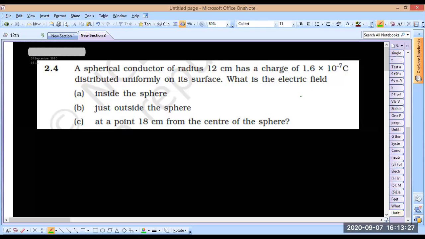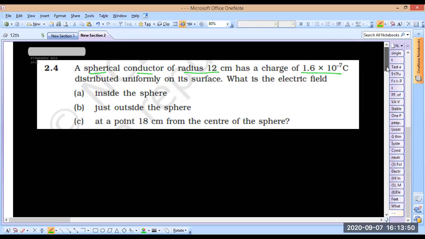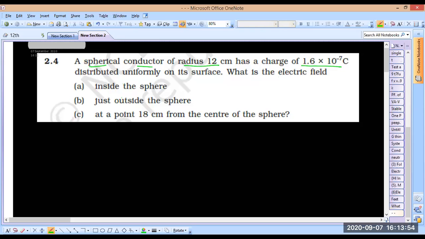That's it. Okay. So a spherical conductor, so it's a sphere of radius 12 centimeter, right? Has a charge of 1.6 into 10 raised to minus 7 coulomb, right? So draw a diagram. Come on, everyone. Draw a sphere. Radius is 12 centimeter. And the charge on that sphere is 1.6 into 10 raised to minus 7 coulomb distributed uniformly on its surface.